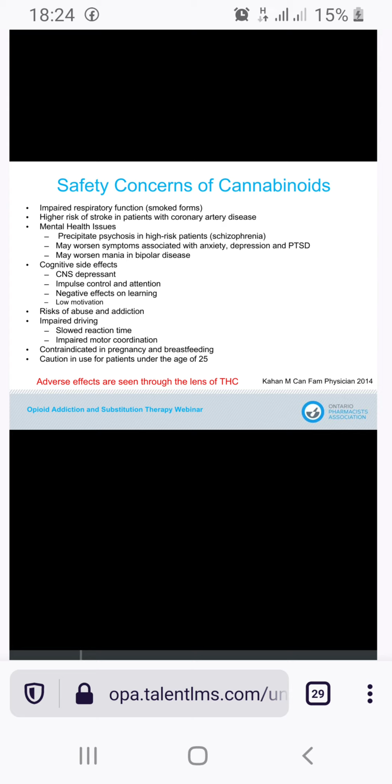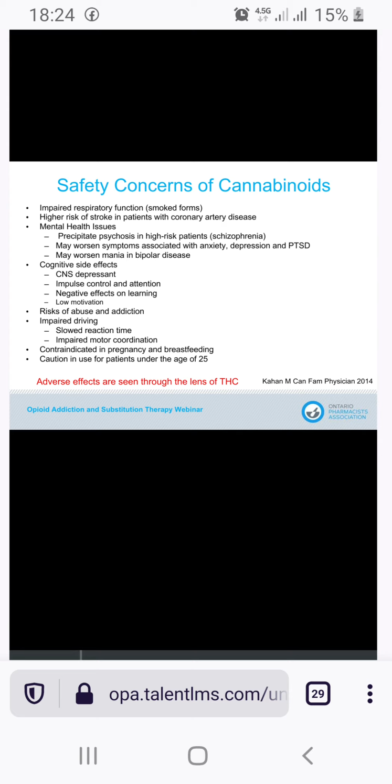I do want to point out that a lot of these side effects we're talking about are driven through the lens of the THC. Many of the side effects that people present with are due to the high doses of THC, more so than the CBD. Going back to the side effects, other things that we worry about is a cognitive side effect. We know that cannabis is a CNS depressant, so there's concern around reaction time and drowsiness and dizziness. Impulse control and attention is also affected when we use cannabis acutely. Negative effects on learning and low motivation.